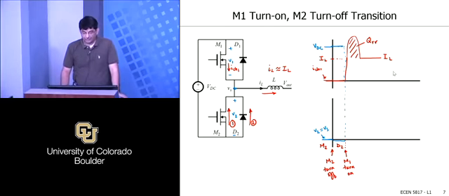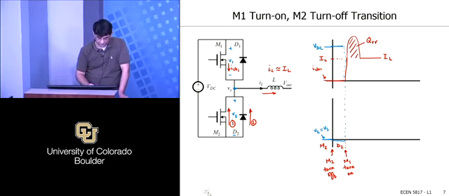All right, now what is happening to the voltage across M1? So the diode is still on throughout this period, all right? Let's call this period the reverse recovery time.